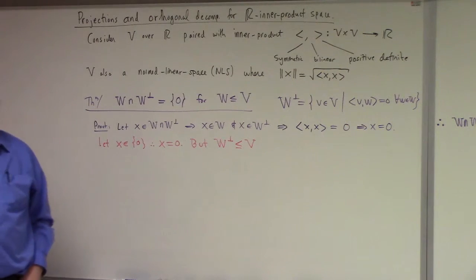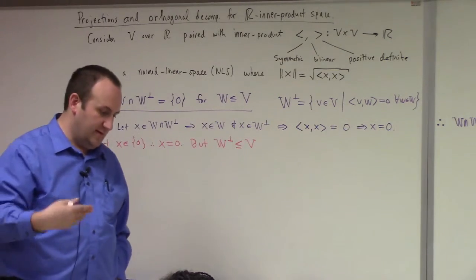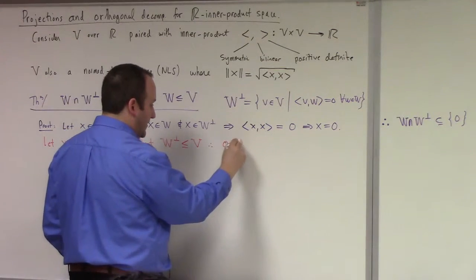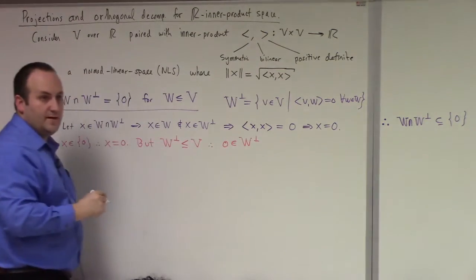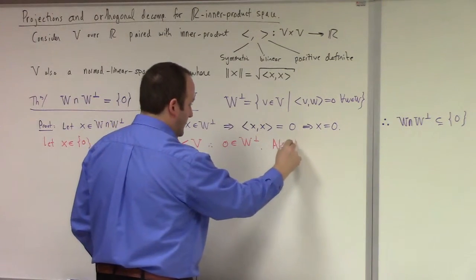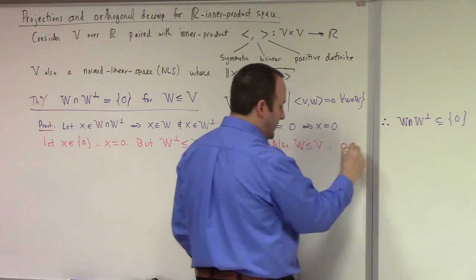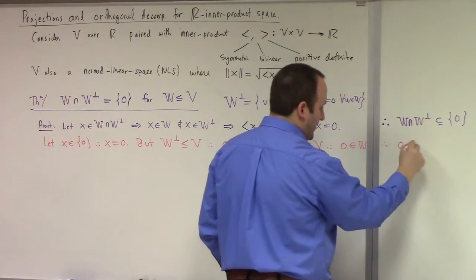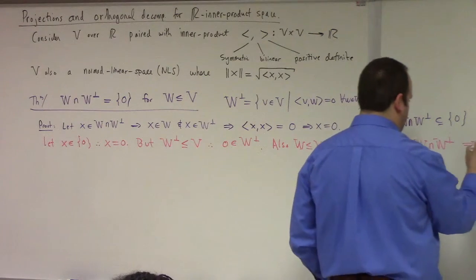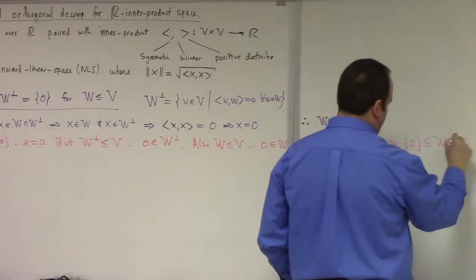I may have called it S perp at the time, but we proved that if you look at the perp, it forms a subspace. I mean, you could prove that. So this is a subspace, therefore 0 is an element of W perp, right? If it's a subspace, it has 0 in it. Also, W is a subspace of V, right? Therefore, 0 is an element of W. Therefore, 0 is an element of W intersect W perp, which tells me what? The 0 set is a subset of W intersect W perp.